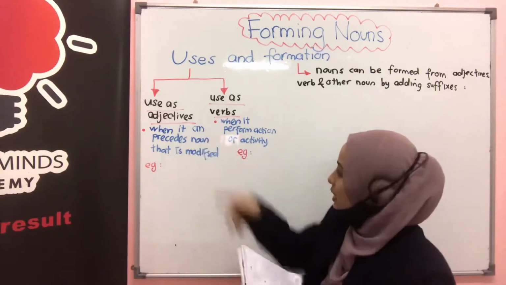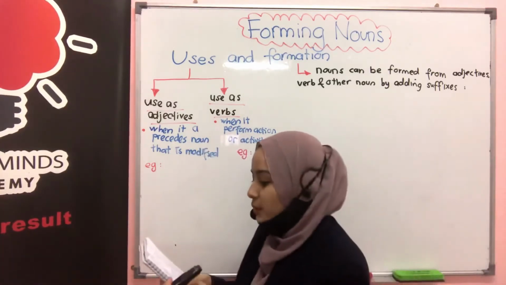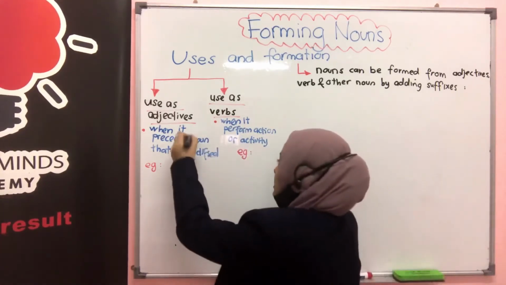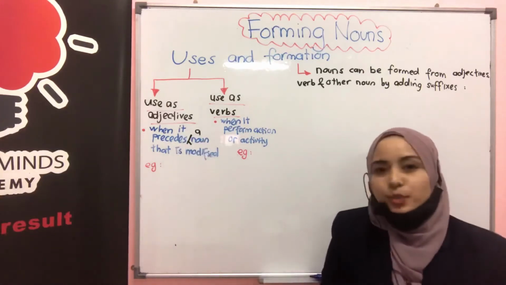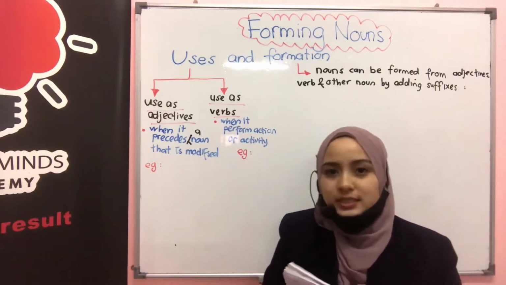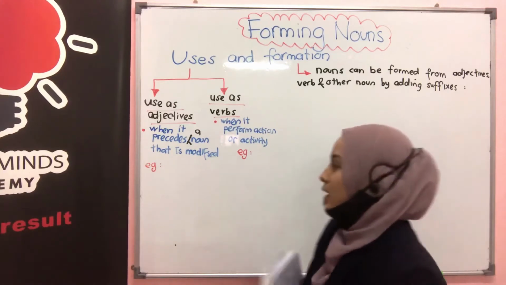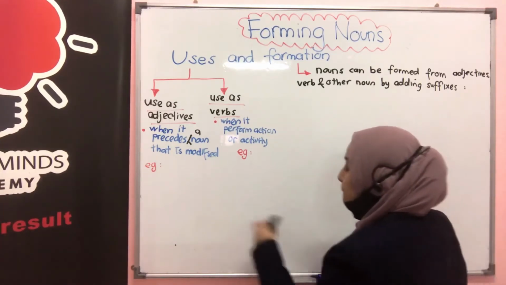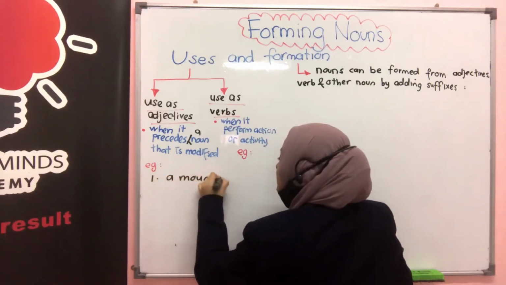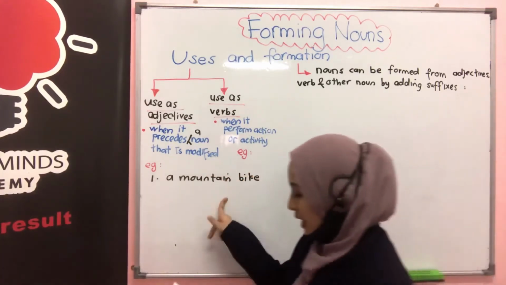When it precedes a noun that is modified. Like what? Do you have any ideas? What are the examples? When it precedes a noun that is modified, for example, I give you, number one, a mountain bike.